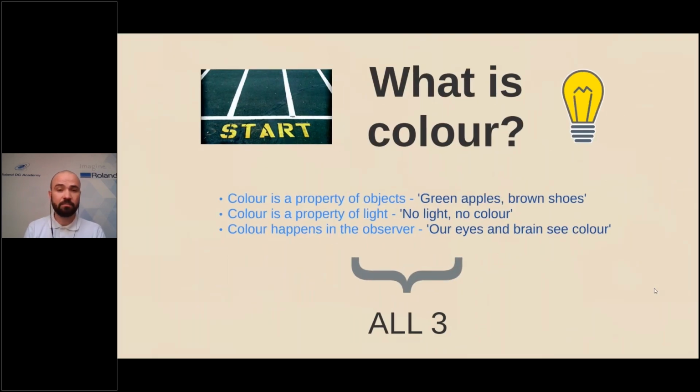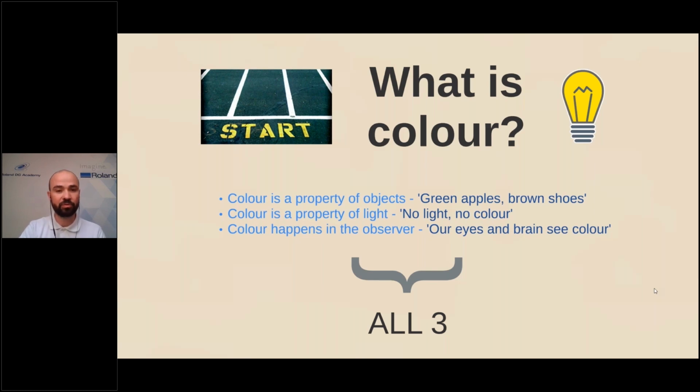If we start at the beginning, when we talk about what is color, it's all to do with light in a way, because we were talking about how humans see color. There are different parts to color. Obviously, if there's nothing to see a color, then there is no color. So color is a property of objects, green apples or brown shoes, for example. Color is a property of light. So if there is no light, then there is no color. And color is an event that happens in the observer. So our eyes and our brains see color.